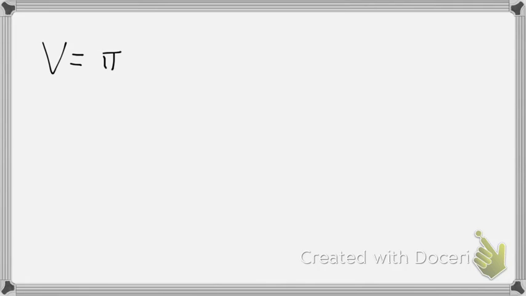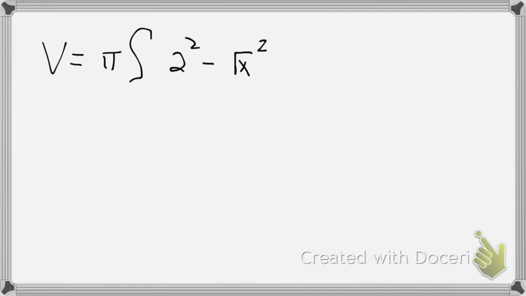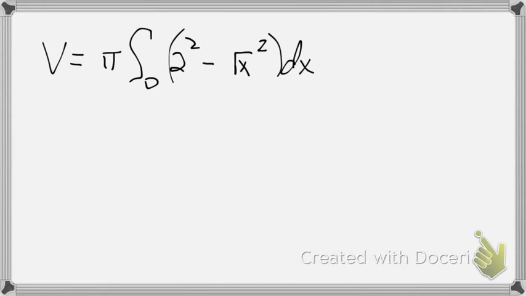So for volume, it's pi big R squared minus pi little r squared. So that's going to be 2 squared minus square root of x squared dx. And I'll factor the pi out. You guys agree? Pi big R squared minus pi little r squared, factor the pi out. What about my limits of integration? 0 to 4. Is everybody okay with this setup? You feeling pretty confident about setting this integral up?